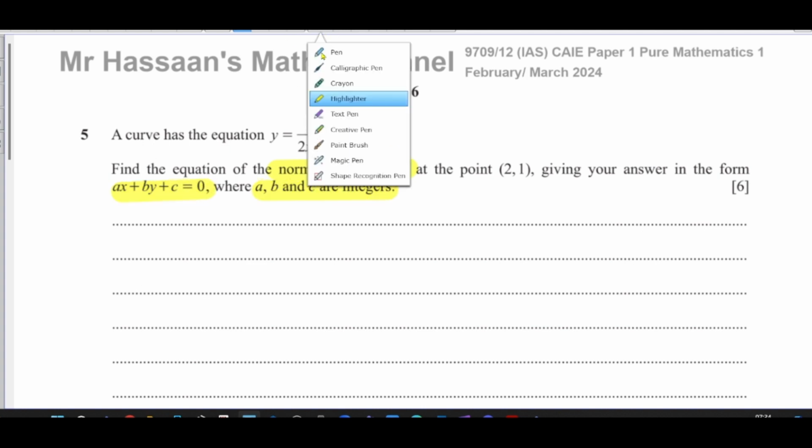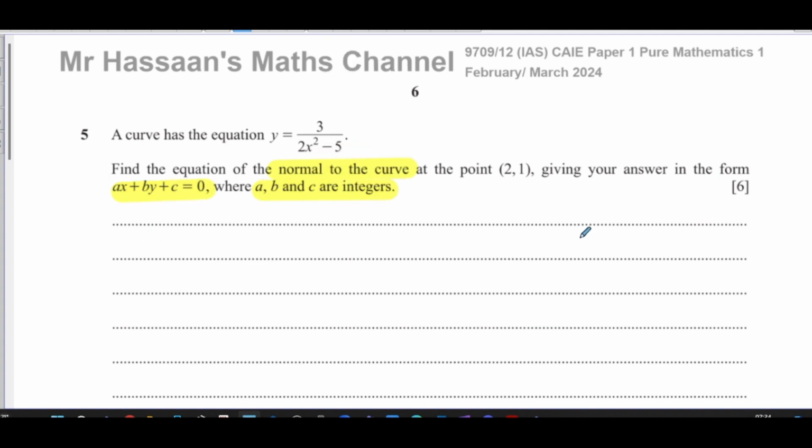So it's very important for us to read the whole question in the beginning, because many students, even though they did everything correct, might leave the answer in the form y equals mx plus c, or they might put it in this form with a, b, and c, some of them not being integers. So you have to be very careful about how we read the question and give answers accordingly.